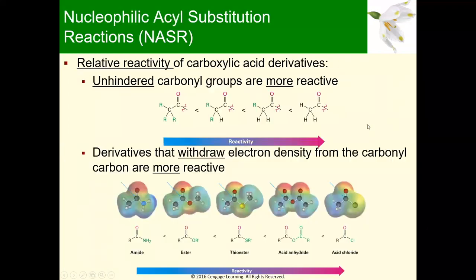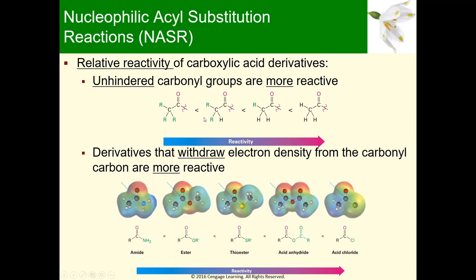So let's talk about the different things that affect reactivity with regard to this type of reaction. So first of all, there is the steric hindrance. We've talked about this before. So the relative reactivity of carboxylic acid derivatives. First of all, unhindered carbonyl groups are going to be more reactive. I apologize, I'm not having it animate one line at a time, but we'll just talk through it.